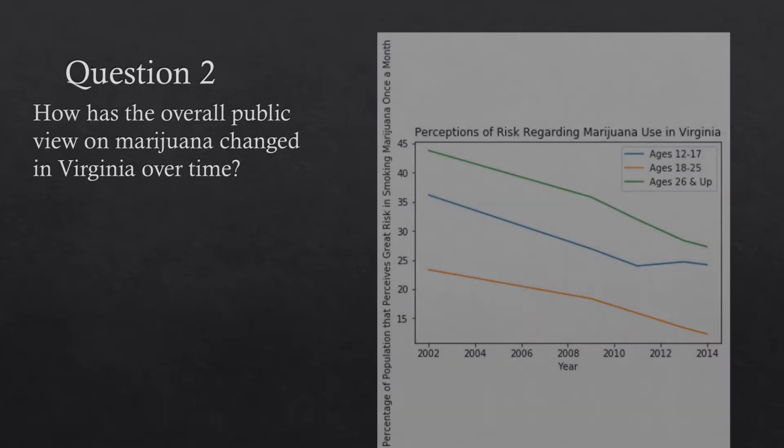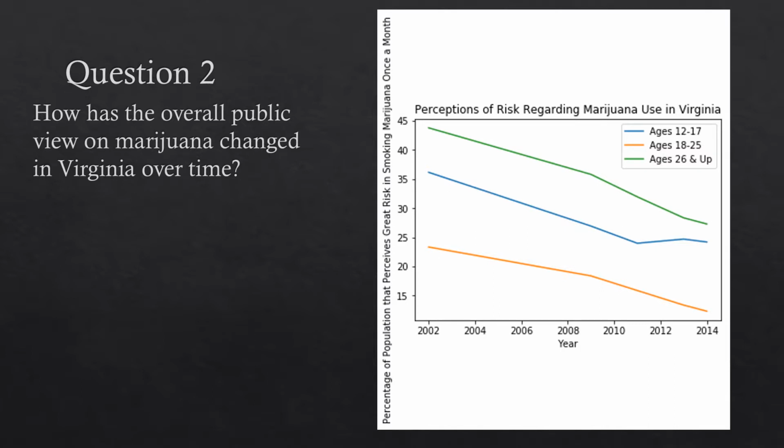The second question I asked was, how has the overall public view on marijuana changed in Virginia over time? To answer this question, I created a line graph. Looking at the y-axis, it reads percentage of population that perceives great risk in smoking marijuana once a month.